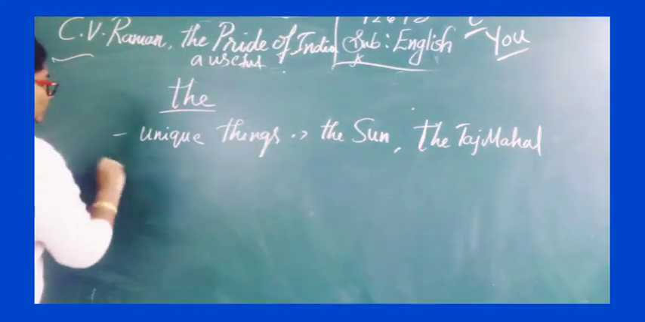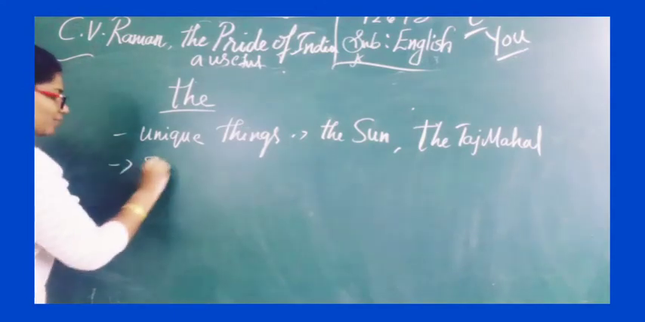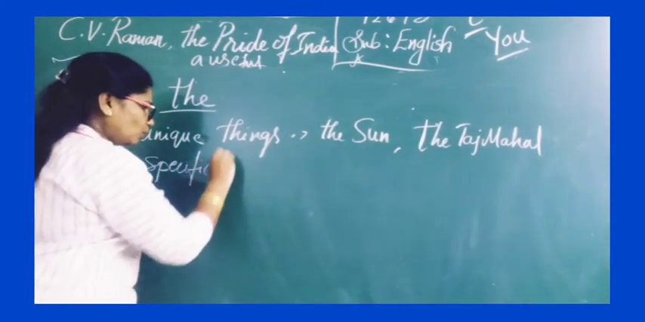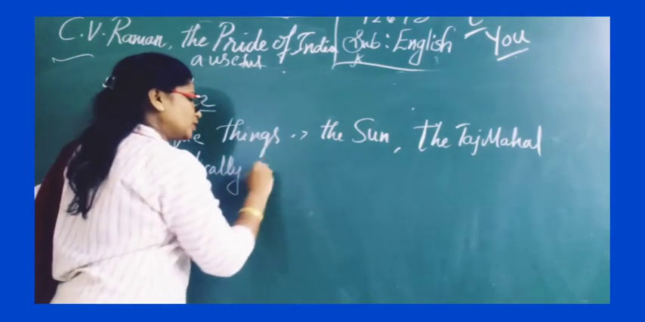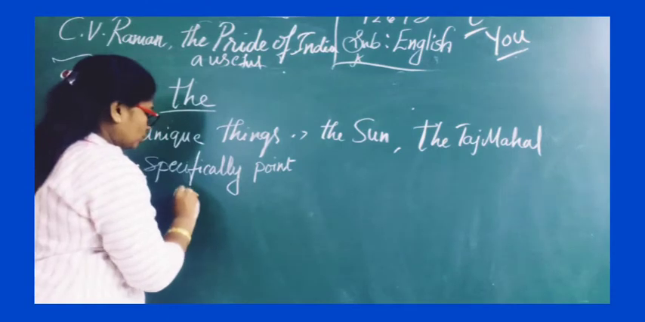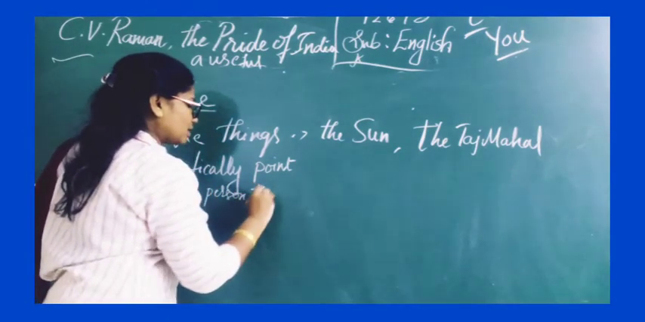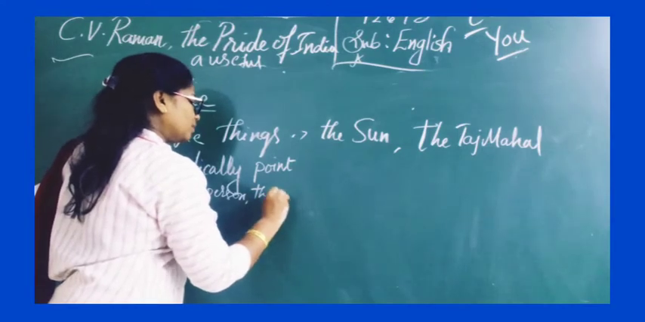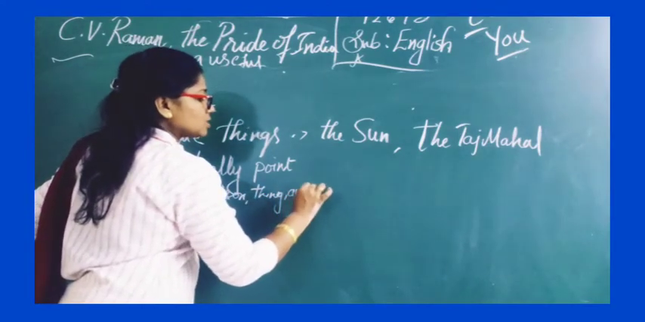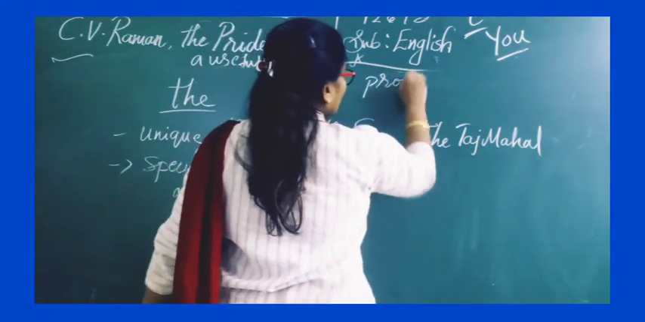When do we use article the? When you are specifically pointing out, when you specifically point out any person, place or thing, sorry, person or thing or animal. We don't use any article before proper nouns.